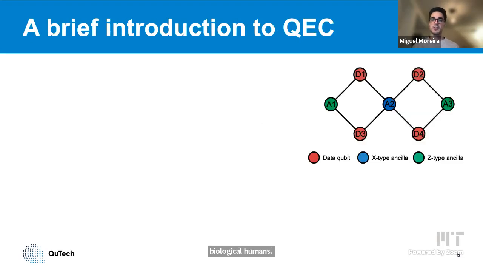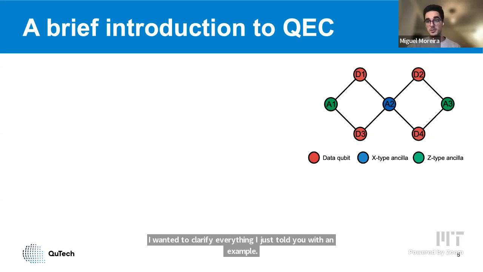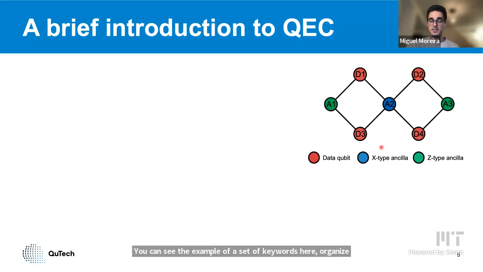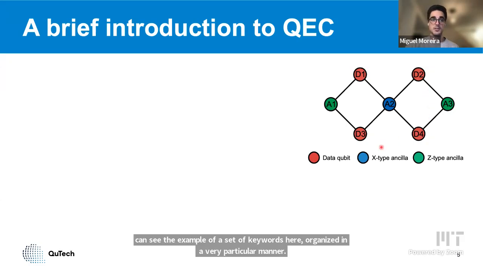So I wanted to clarify everything I just told you with an example in which I will focus on the surface code, a particular quantum error correction code that has achieved prominence due to its low error threshold and moderate hardware requirements of nearest neighbor couplings. You can see the example of a set of qubits here, organized in a very particular manner, the reason for which will become apparent to you soon.